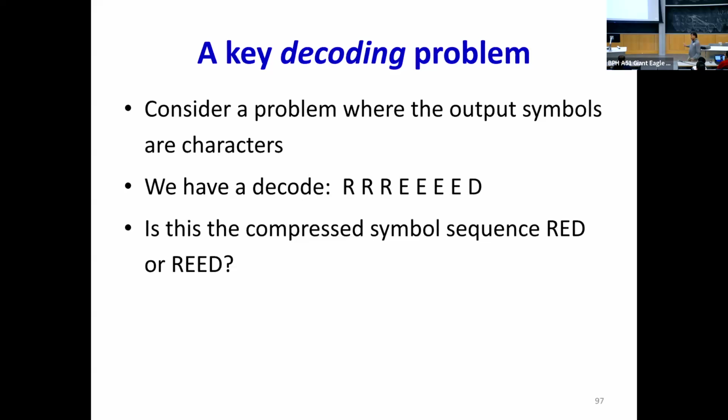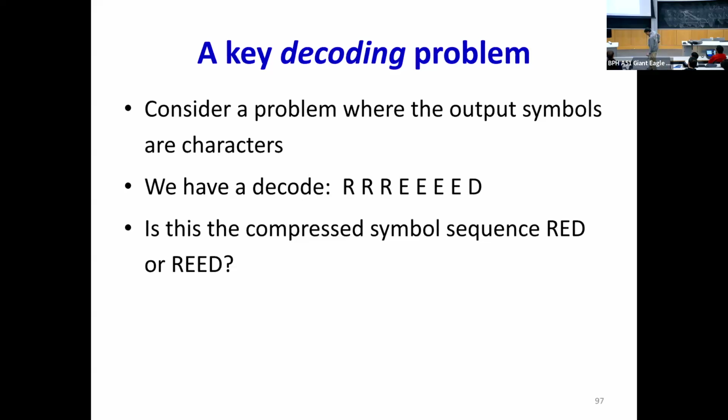But in all of this, I've ignored one key problem. Consider this situation where the output symbols are characters. We said we can just repeat symbols when we decode, right? So let's say a decode came up with RRR, 3 E's and 2 D's. Is this the word read or is this the word red? We don't know, right? There isn't enough information. It could have been either. So we need some way of distinguishing between repetitions of symbols.